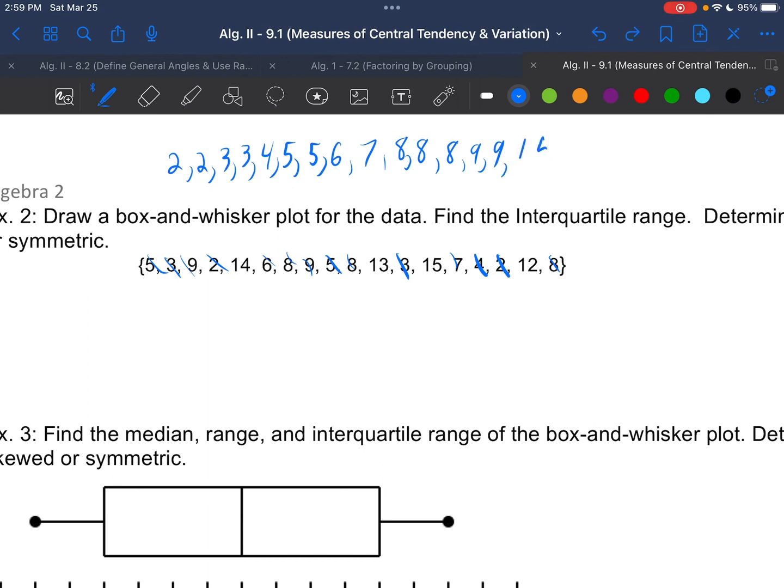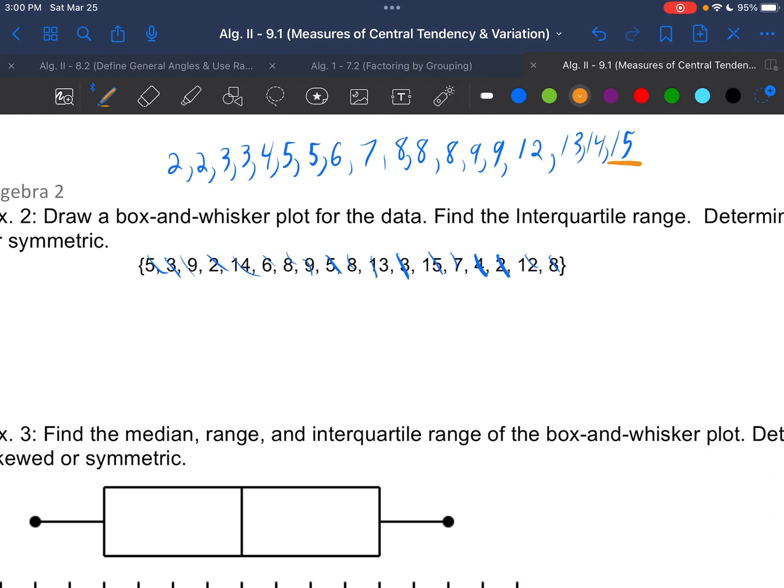14. Oh, sorry, I missed 12 there. 14. Oh, darn it, I missed 13 now. There we go. 14 and then 15. And now we need to define each of those things from before.